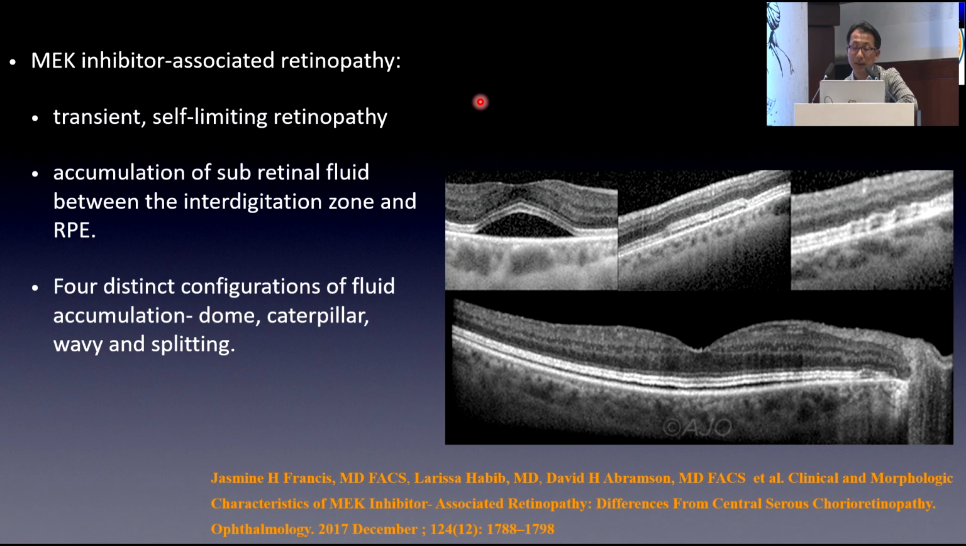Another OCT biomarker we can see is in MEK inhibitor associated retinopathy, which is usually a transient and self-limiting retinopathy. There are four distinct features: one is dome shape, one is caterpillar-like arrangement, one is wavy-like arrangement, and then a splitting type.